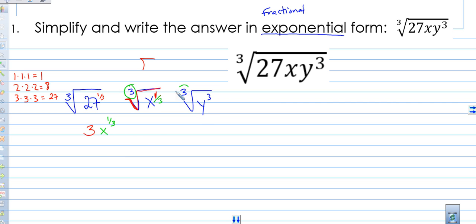And then the same thing's going to happen here. You take this 3 and divide for the y, and you get y to the 3 over 3. For our final answer, you always want to make sure you write it in simplest form. 3 can't reduce any further. X to the 1/3 will not reduce any further, but 3 over 3 equals 1. And so then you'll get y to the 1, which is the same thing as y. And that's our final answer.